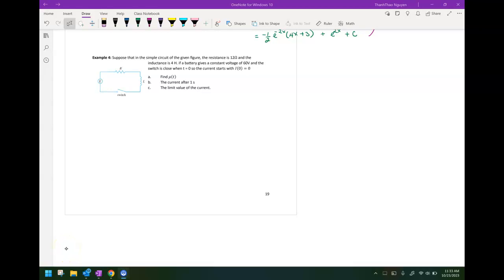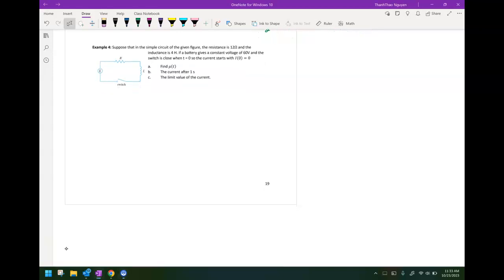Let's consider a simple circuit. So let's go ahead and talk about this first. In this figure that we are given, we have an electromotive force using a battery or generator.